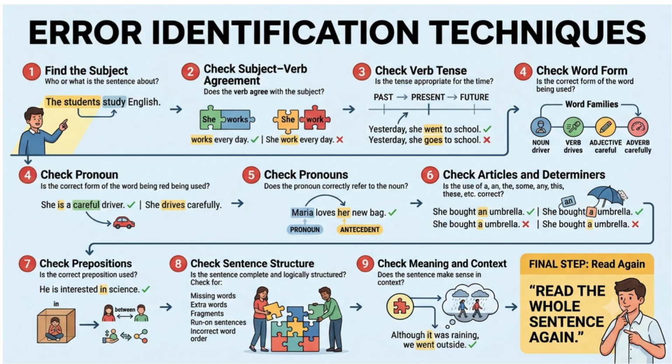To finish our lesson, there is one final and very important step to take after you have found and fixed an error. Once you have made your changes, you must read the entire sentence again from start to finish. Why do you think it is so helpful to read the whole thing over one last time instead of just looking at the part you fixed?